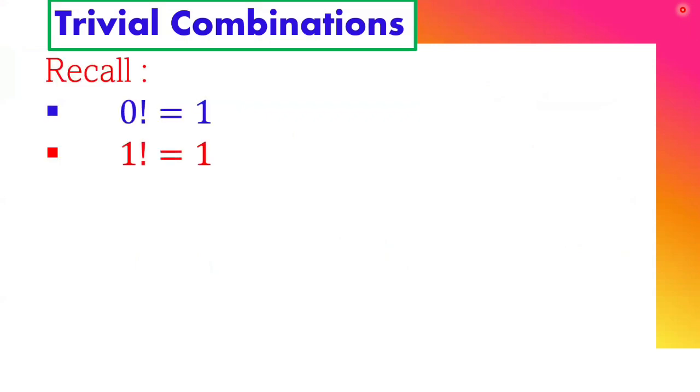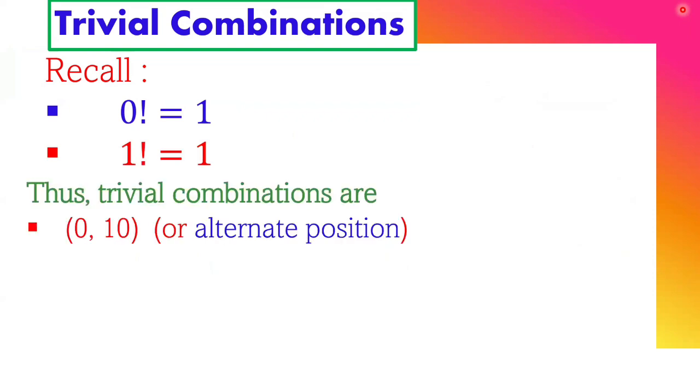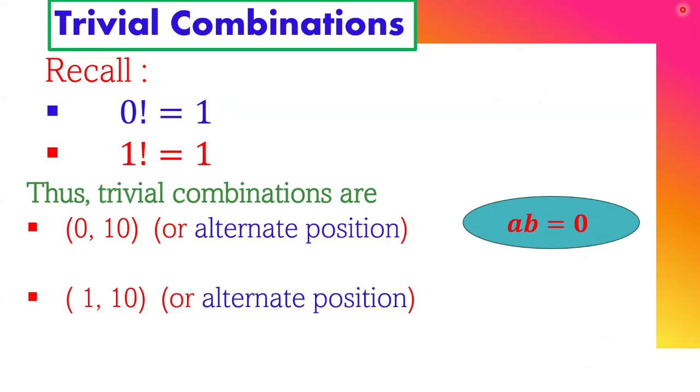So start with the trivial combinations of a and b. Recall, we know that 0 factorial is equal to 1, and 1 factorial is equal to 1. So the trivial combinations are 0 and 10, or alternately 10 and 0. In this case, a multiply b is 0. So therefore, we don't have a prime factorization.